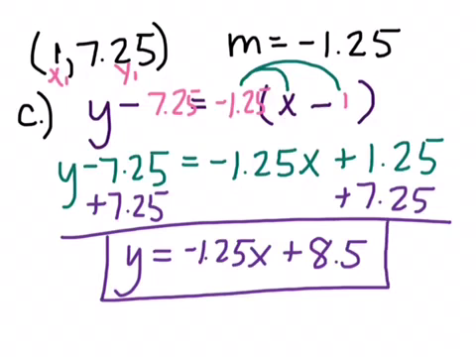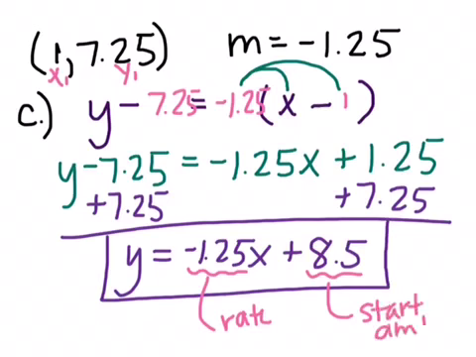This equation is in y equals mx plus b form. This tells us a couple things. Remember, our slope is our rate, so that's how much gas we're losing per hour. And 8.5 actually is our initial value or starting amount. So we must have started with 8.5 gallons of gas in our car.